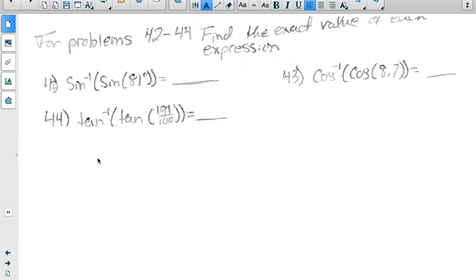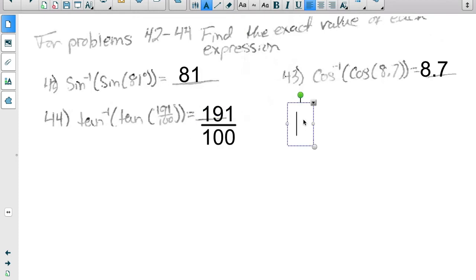Now these here, you just have to type these into the calculator. We can do sine inverse of sine of 81 degrees, and we'll get 81. Cosine inverse of cosine of 8.7 would be 8.7. And tangent inverse of tangent of 191 over 100 would be 191 over 100. And that would be our answer. We can type these into the calculator, and the calculator will give us the answer for these as well.